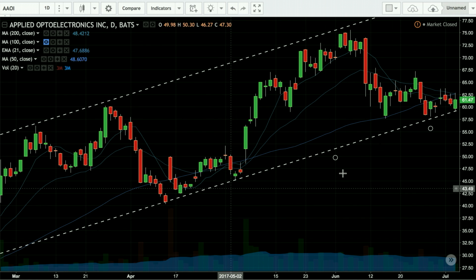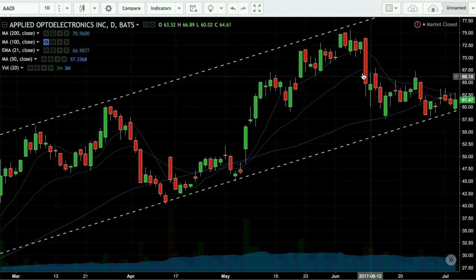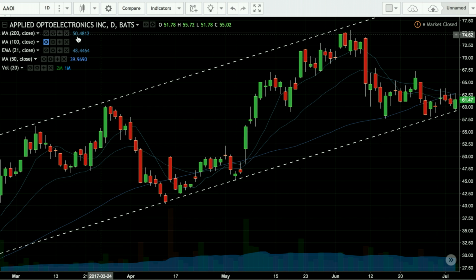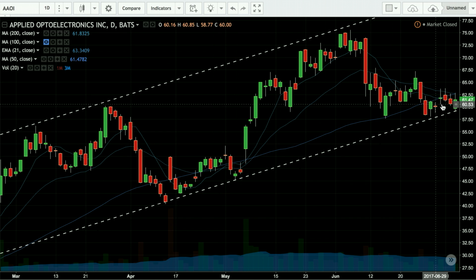And there's no accident that these lines are holding up. These trend lines are very important. So this is the type of entry we're looking for, where, all right, it's making a bottom, it's not closing on a red day.